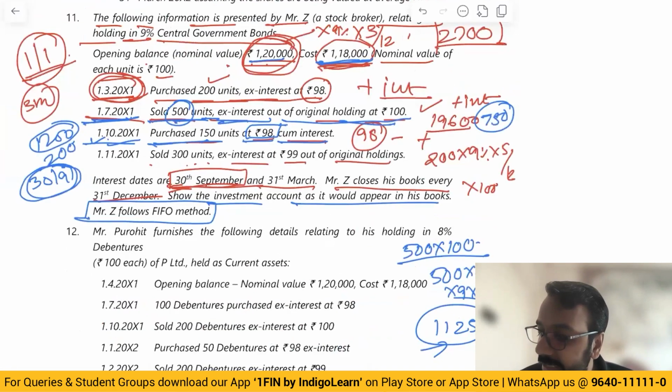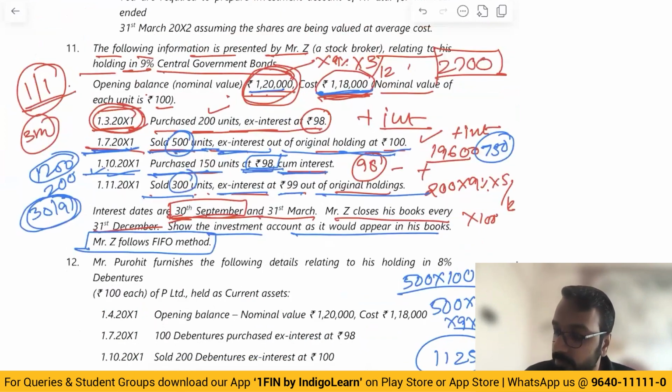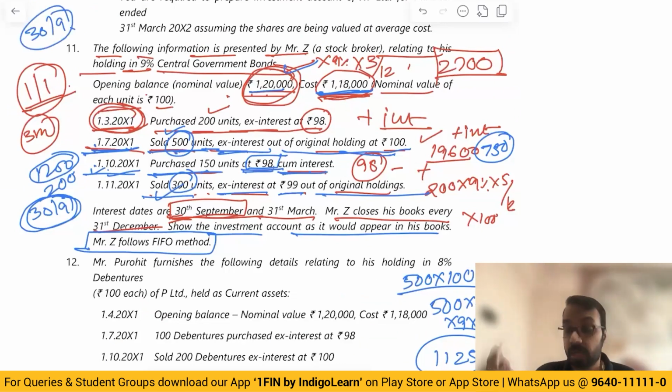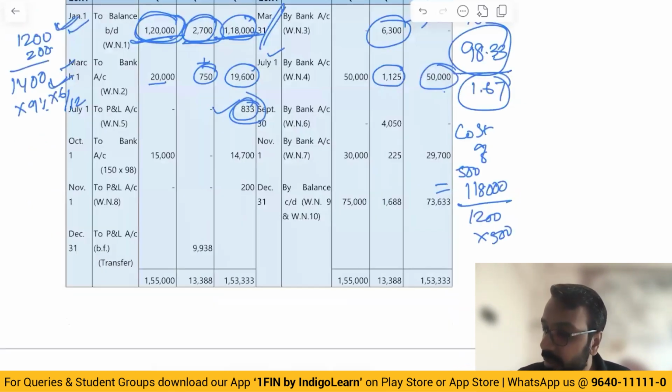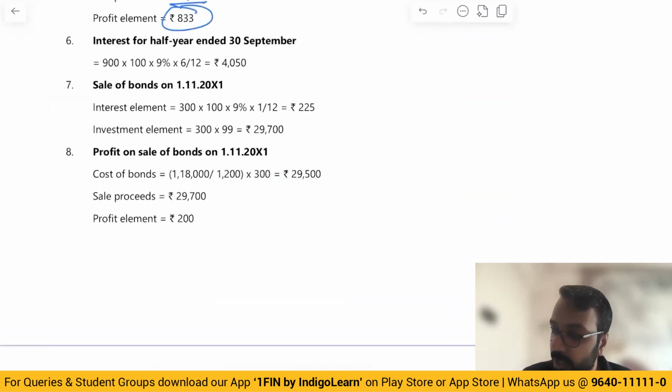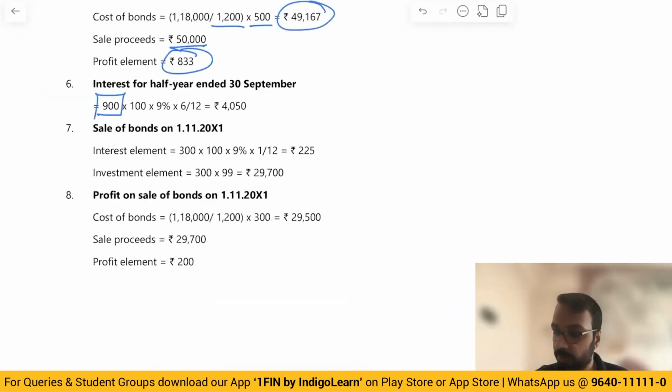Purchase 150 units at 98 cum interest, so we'll account for it. Sold 300 units ex interest at 99 out of original holdings. So we have 1200, out of 1200 we sold 500, and again we sold 300. Same treatment as we did for the previous year. One more thing is, between 1st of July and 1st of October there comes 30th of September, for which also we'll get interest. Now, on how many shares will we get interest? 1400 minus 500, only 900. So the interest that you have calculated, you will get only on 900 shares. Okay.